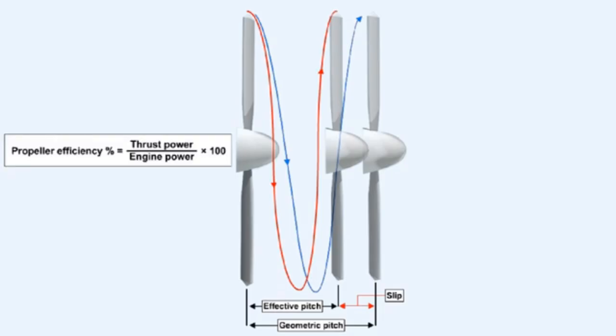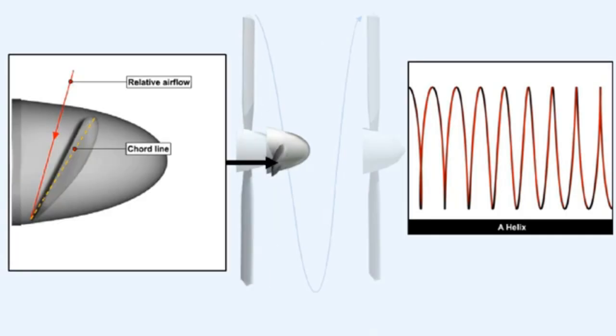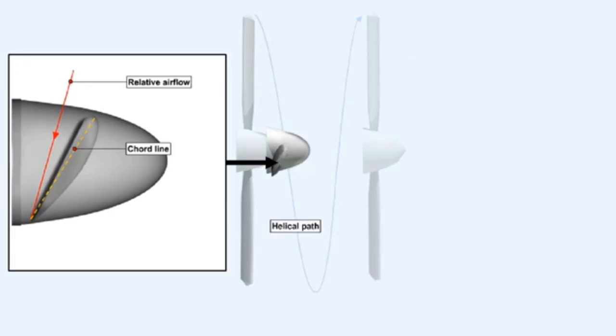The efficiency achieved will usually be in the range of 80 to 90%, and can be found by using this formula. The path of the propeller blade through the air, which describes a helix, determines the direction from which it will receive its relative airflow. This helical path is the resultant of the propeller blade rotational velocity and the aircraft forward velocity.